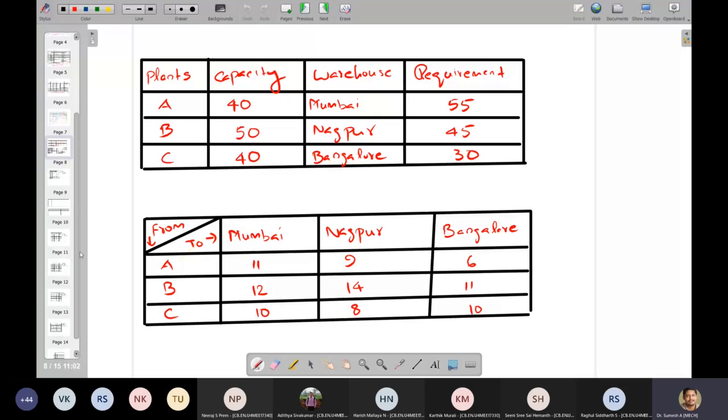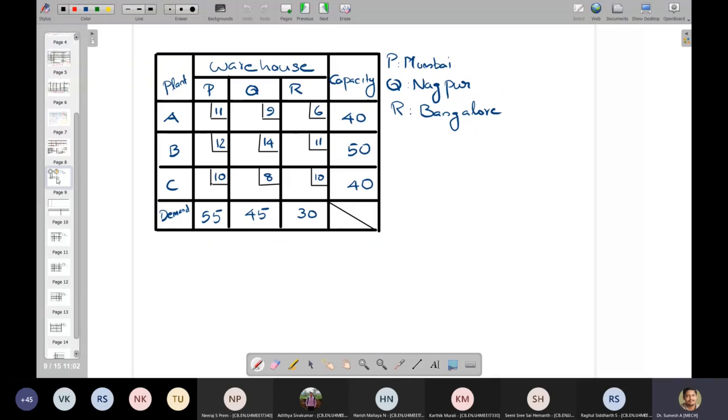I have made that into a table presentation like this. So the cost elements are written, plants are written, warehouse is written, corresponding capacity and demand is also written. So as you know, the first step in all this is to check whether demand equals supply or not.